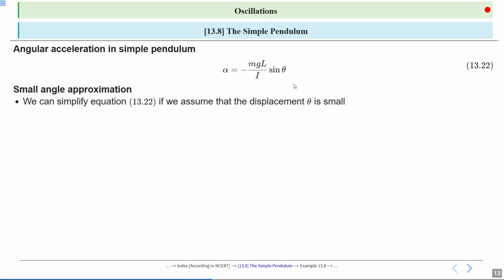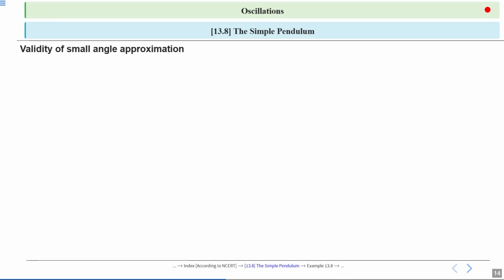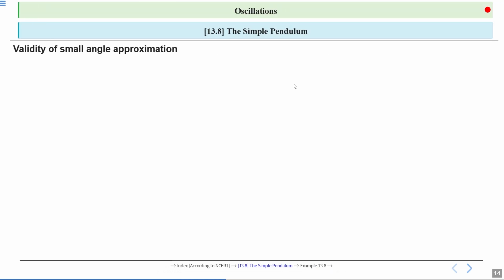If the angle theta is small, which is often the case for pendulums swinging with a small amplitude, we can make an important approximation. So sin theta can be expressed as sin theta equal to theta minus theta cubed divided by 3 factorial plus theta raised to the power 5 divided by 5 factorial minus, and so on. It's important to remember that theta must be in radians. Validity of small angle approximation.